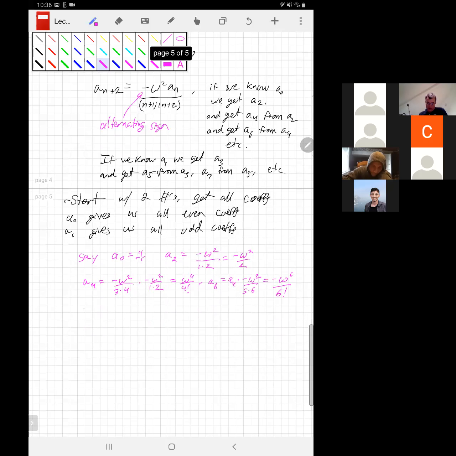So looks to me like the even solution is going to be 1 minus omega squared t squared over 2 plus omega to the 4th t to the 4th over, and I could write that as 2 factorial since 2 factorial is 2, etc. What does that look like the Taylor series of from the functions that we learned Taylor series of a month or so ago? Cosine function.